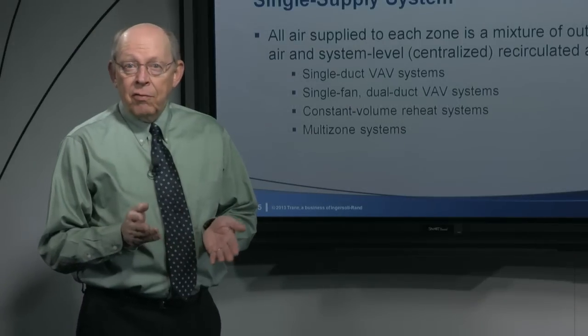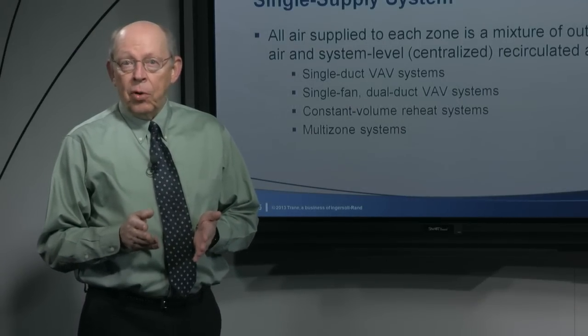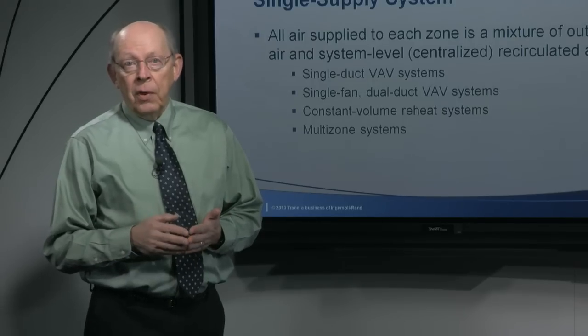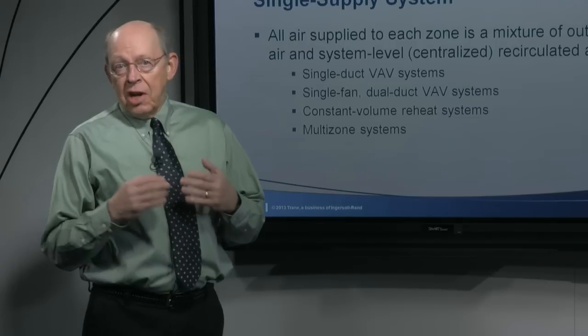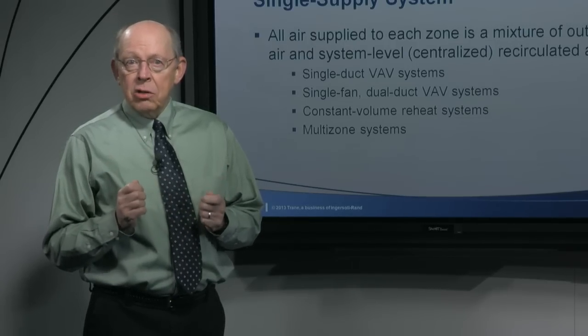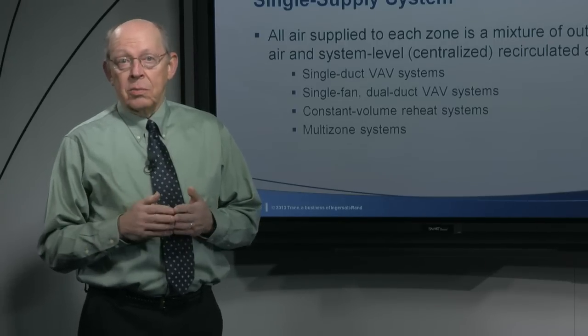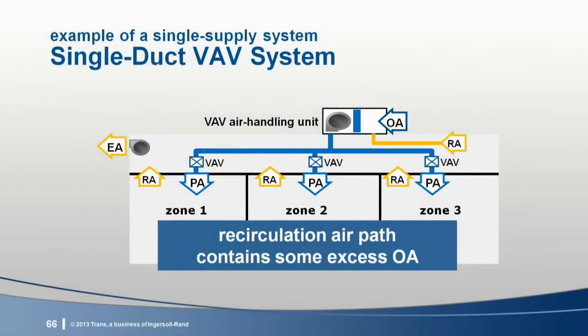In these systems, the VAV terminals include a primary airflow sensor, an air modulation damper, and possibly a heating coil. Other less common examples of single path recirculation systems are dual duct systems that use a single supply fan, constant volume reheat systems, and multi-zone systems. The single duct VAV system that we're using for our example has a single recirculation air path. Again, all the air supplied to each zone is a mixture of outdoor air and centralized recirculated air.